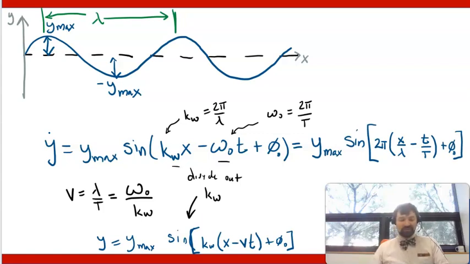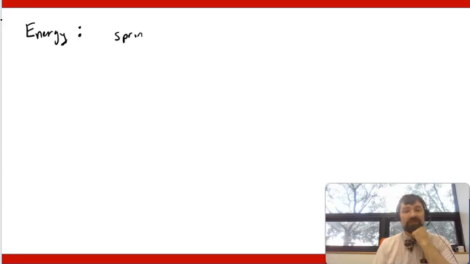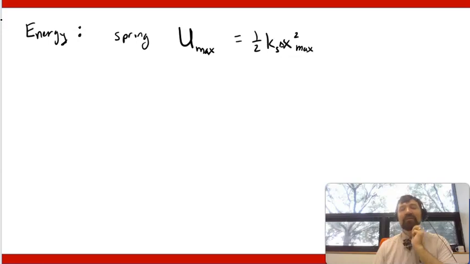There's maybe one other thing to really talk about, two other things to really talk about here, just for completeness' sake. One of them is energy. So energy, just for a spring, you would write something like U max is equal to 1/2 k_spring times the maximum displacement, x max squared, or delta x max squared.